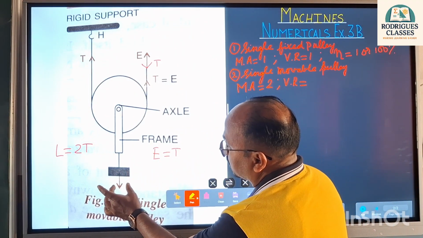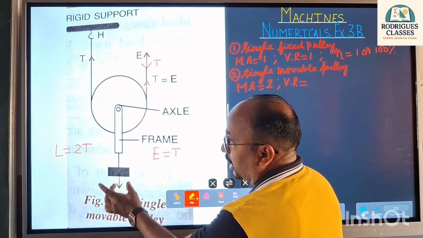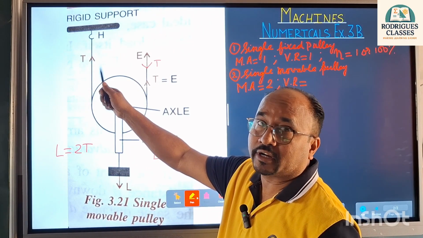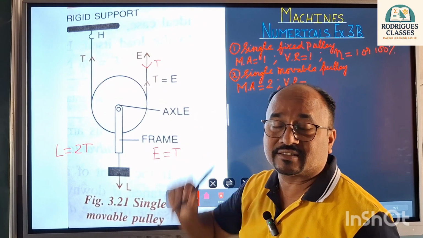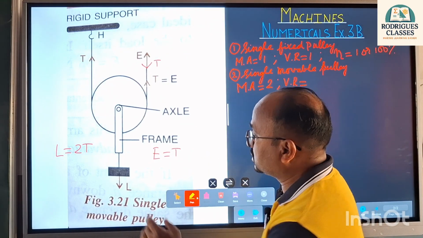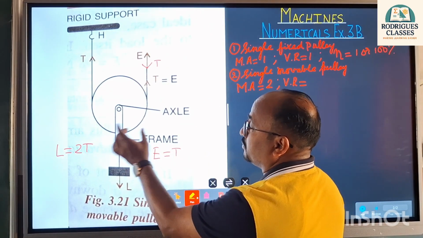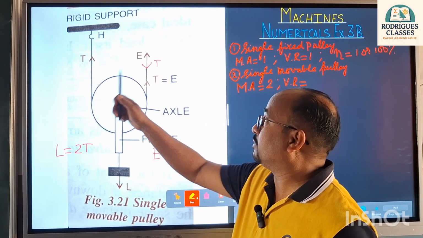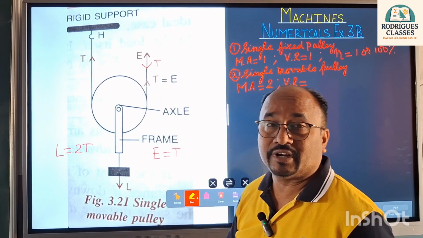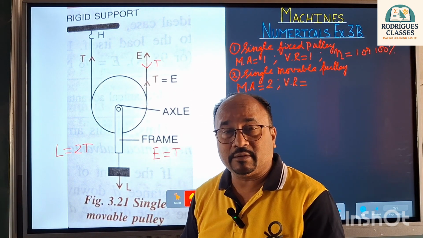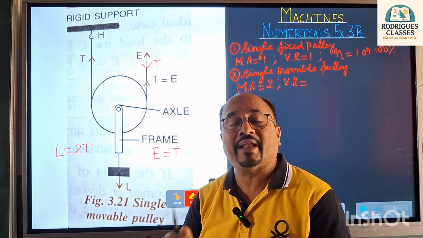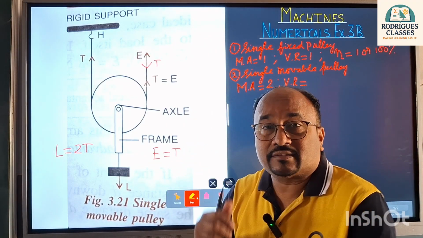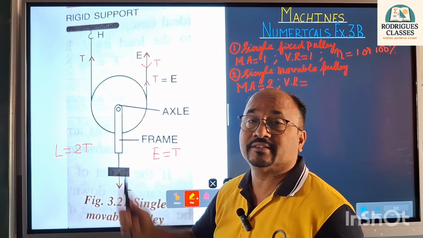If this load is going to rise upward, what happens? The string will get shortened on this side as well as this side. So if this has to rise by 1 meter, the rope on this end should decrease by 1 meter as well as this end should decrease by 1 meter. It means at the place where you are applying the effort, you will have to pull the rope twice the length of whatever rises up here.